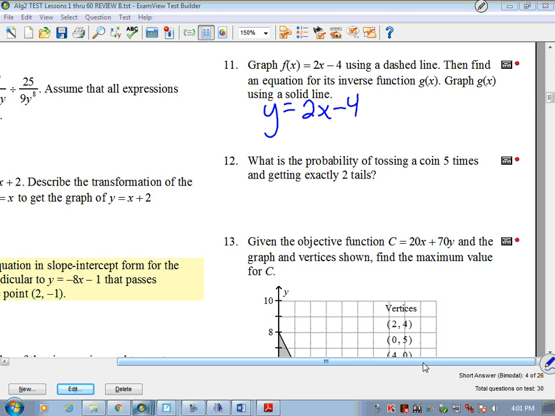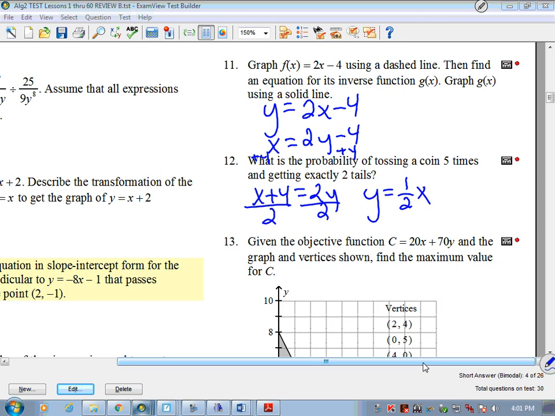And in order to find the inverse, the first thing I do is switch the location of the x and the y. So x equals 2y minus 4. After that, we solve for y. So I'm going to add 4 to the other side. So I get x plus 4 equals 2y. Then I divide by 2. So I get y equals 1/2 x plus 2.